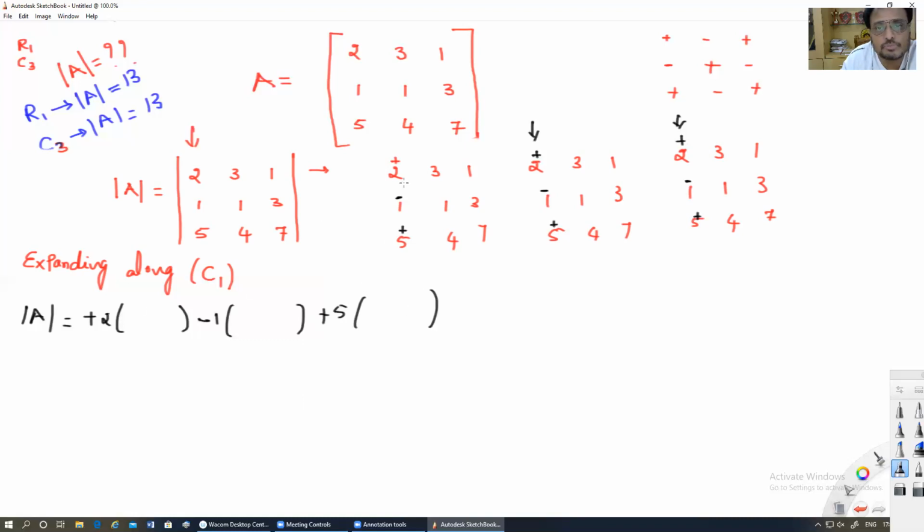First we have taken plus 2. Here plus 2, this is what we have taken. Horizontal gets cancelled, vertical gets cancelled, these two. You have to go for it. 7 minus 12, 7 minus 12. This is 7 minus 2.